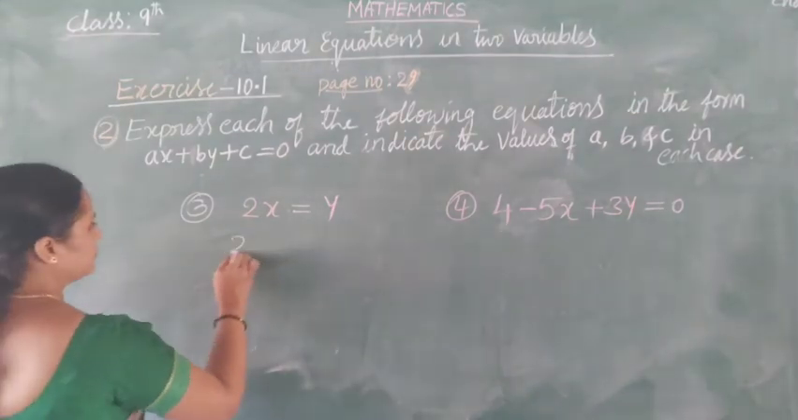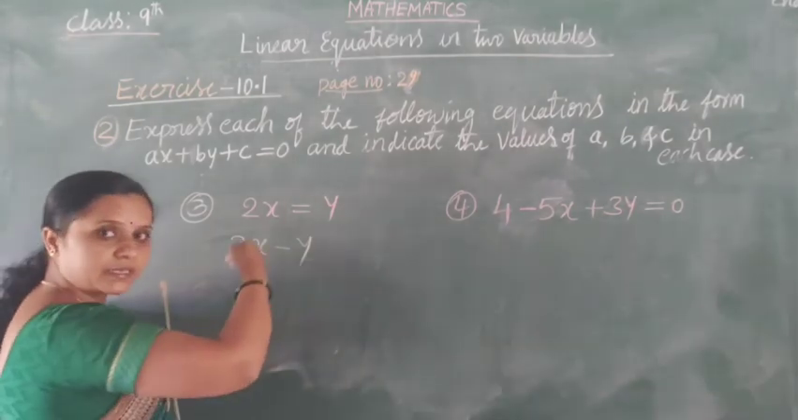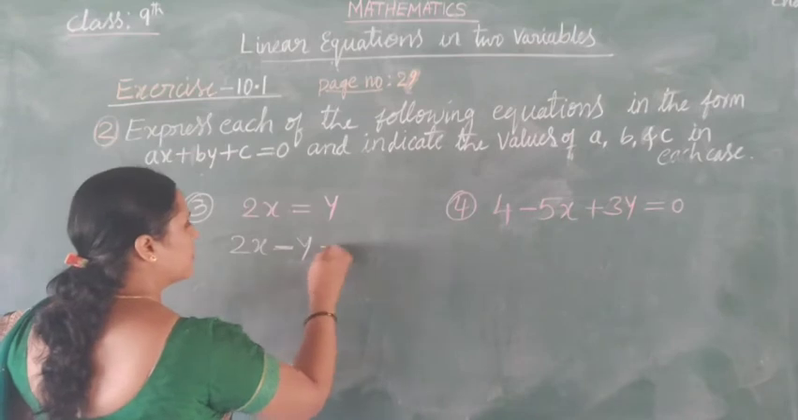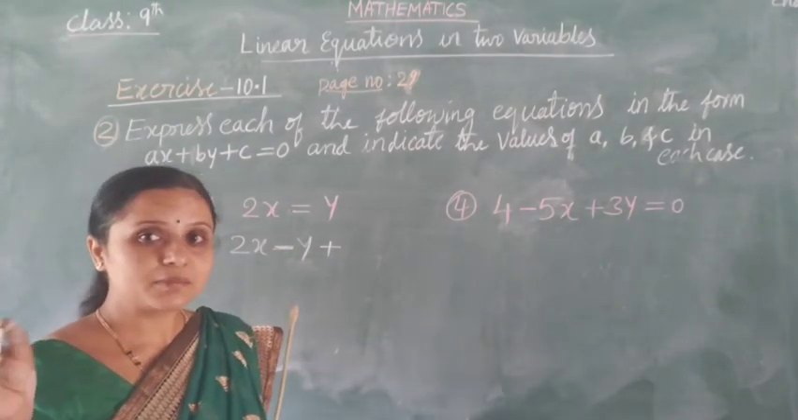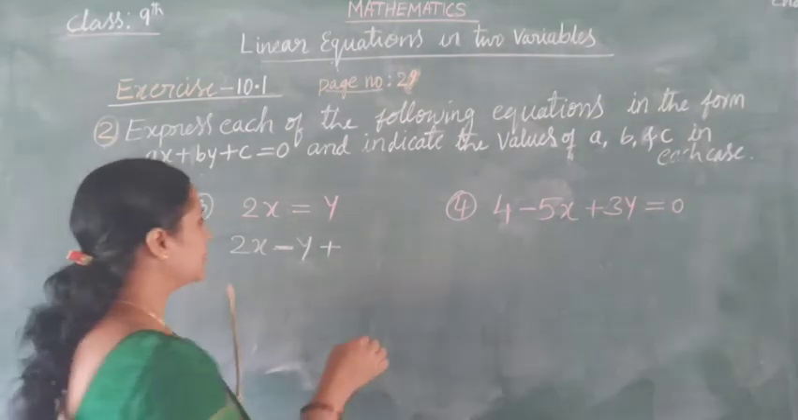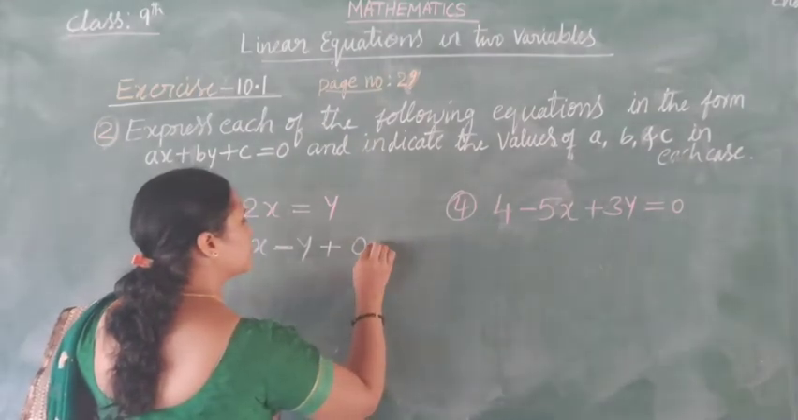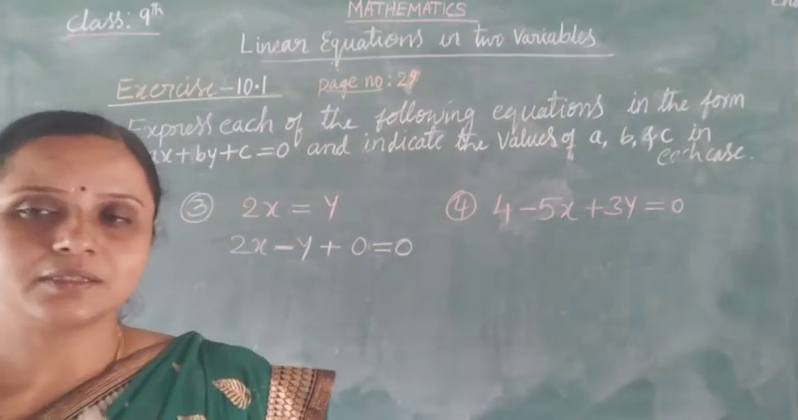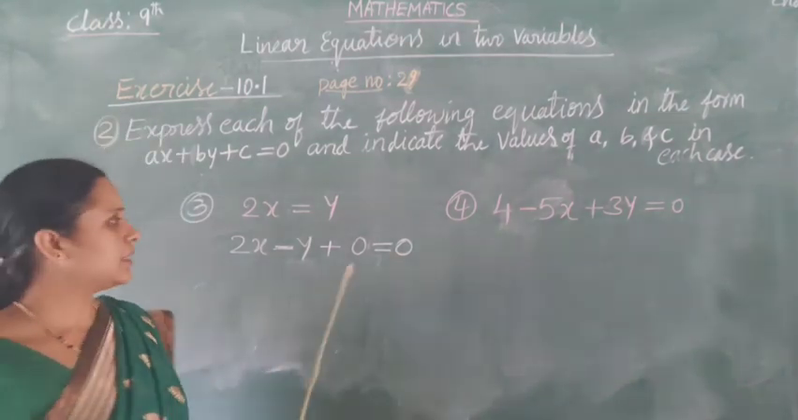So write 2x minus y, you take inside the y minus y, and next what? The constant term c. The term c is not there. So you write 0 into c equal to 0. Here the term c is not there.